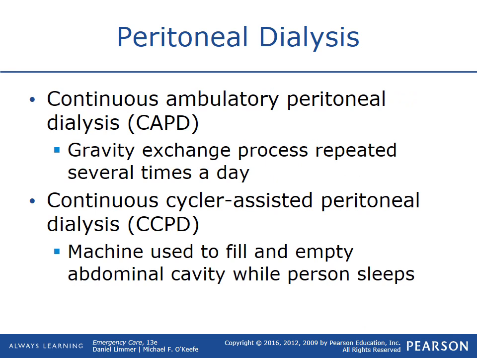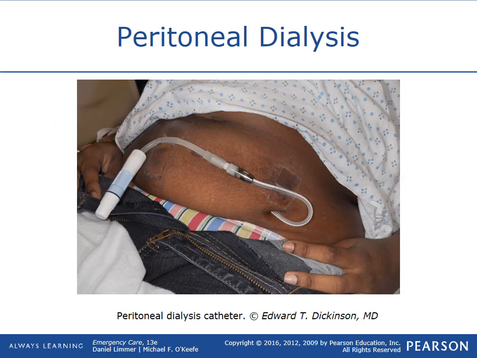In continuous ambulatory peritoneal dialysis, the gravity exchange process repeats itself several times a day. There's also continuous cycler-assisted peritoneal dialysis, where a machine is used to fill and empty the abdominal cavity while the person sleeps. And here's a picture of a peritoneal dialysis catheter.